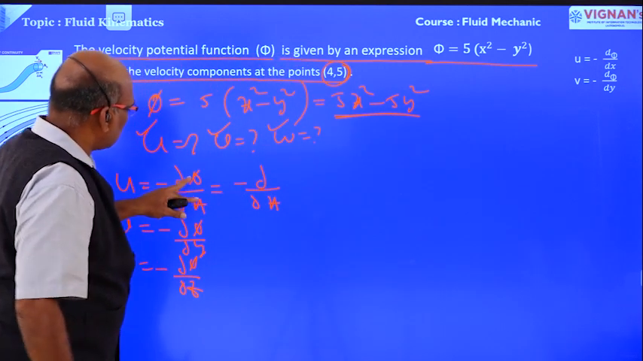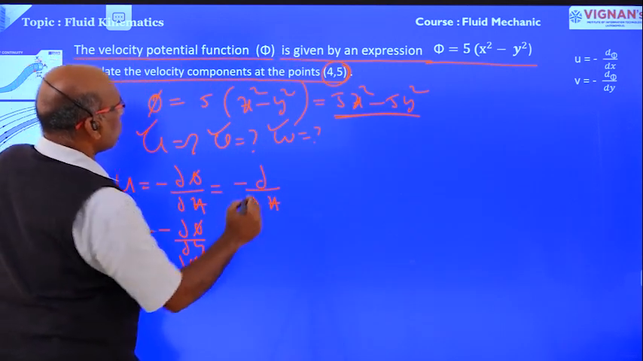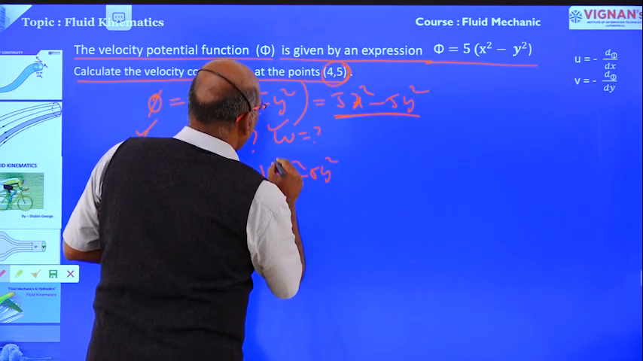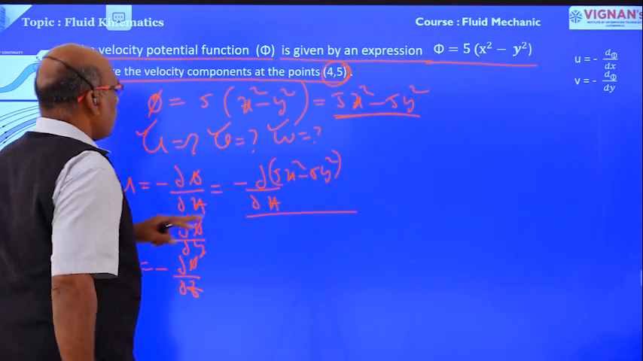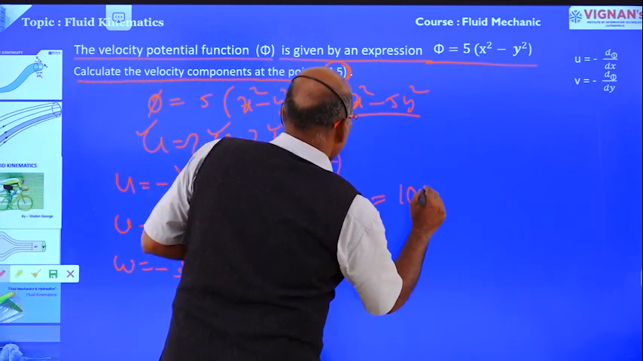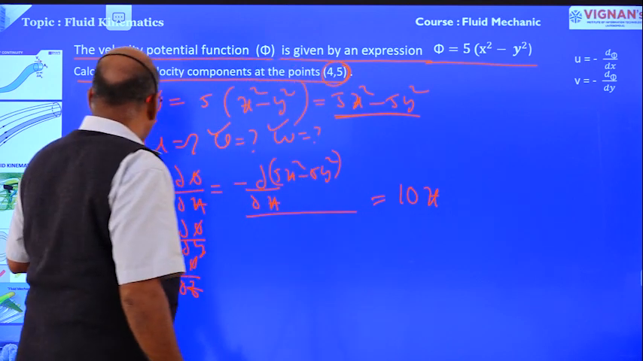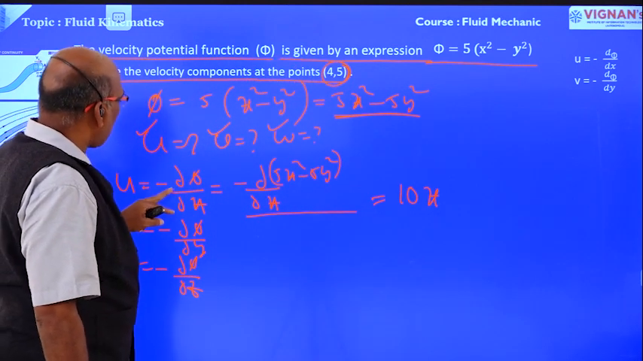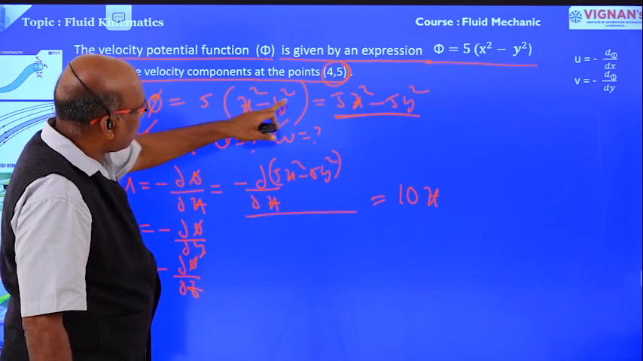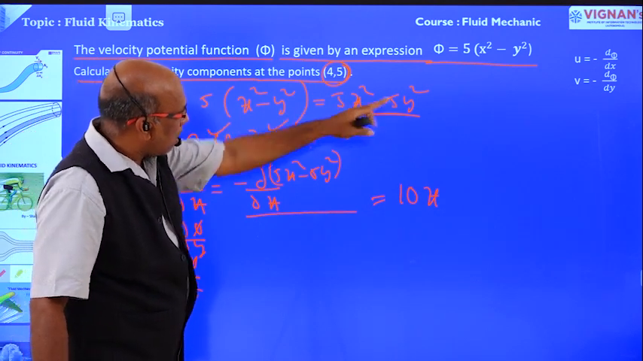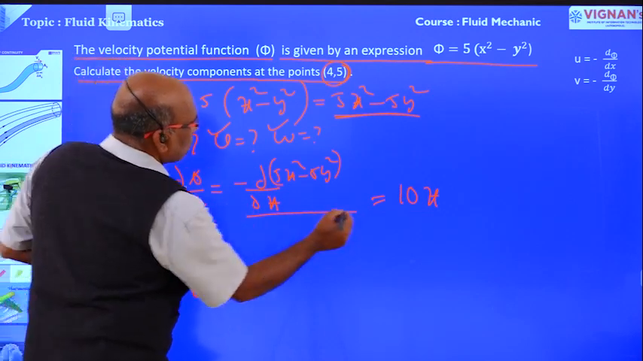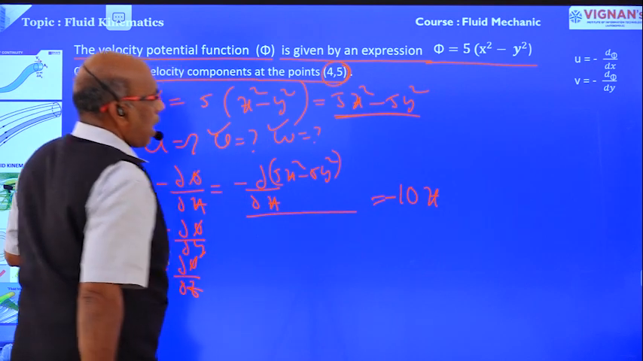Right? We are going to substitute here in place of phi, that is equal to 5x square minus 5y square. The differentiation with respect to x gives 10x. u is equal to minus of dou phi by dou x. In place of phi we have taken this value, 5x square minus 5y square, and with the minus sign, this is the answer we have.